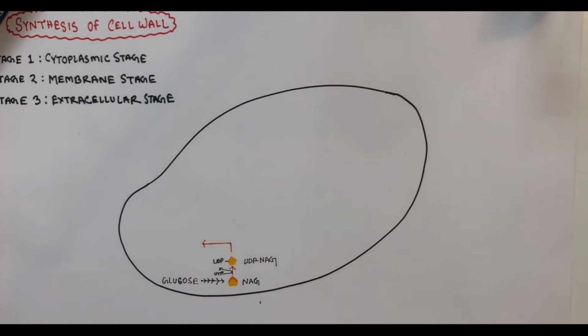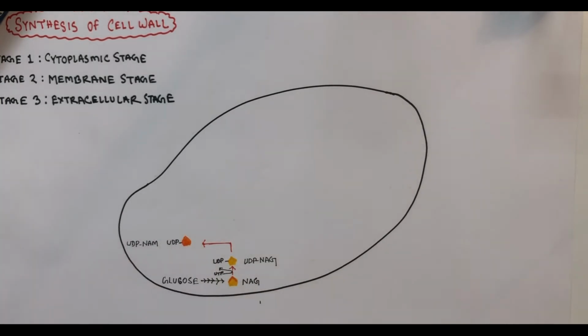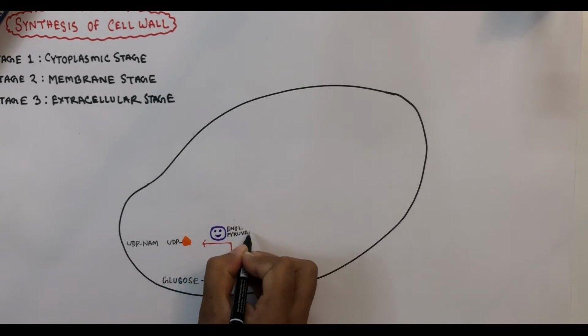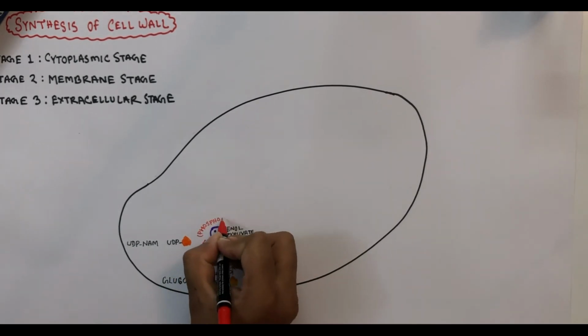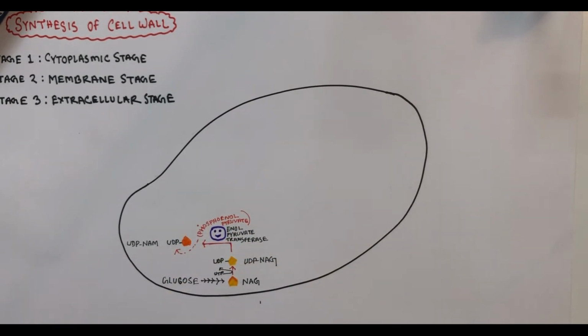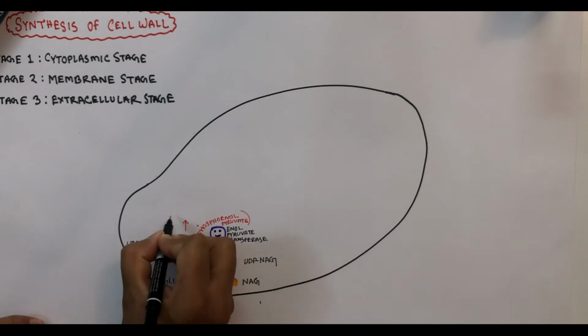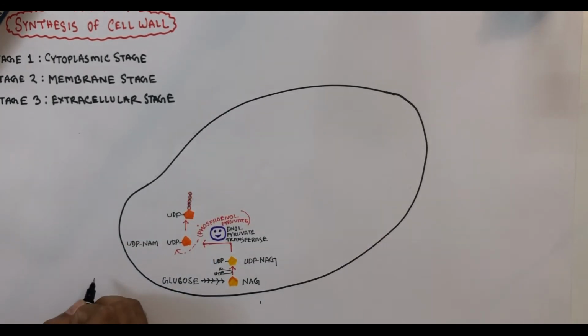Then some of the UDP-NAG will be converted into UDP-NAM, that is the second monosaccharide. This conversion takes place by the enzyme enol pyruvate transferase. This enzyme takes part of the molecule from phosphoenol pyruvate and attaches it to UDP-NAG to produce UDP-NAM. UDP-NAM is then conjugated to an amino acid chain, that is a pentapeptide.